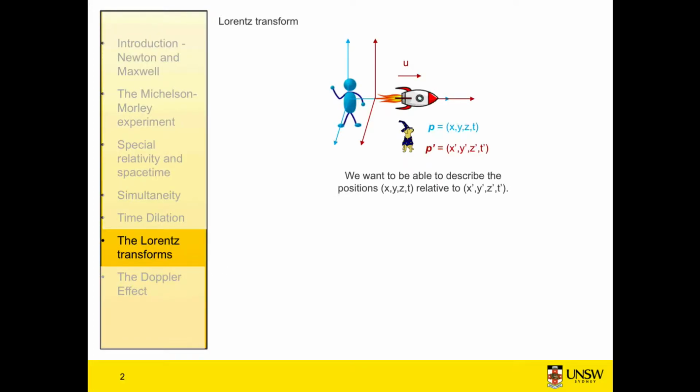So we have our familiar situation of a rocket ship moving with a velocity u in the positive x direction relative to a man. And what we want to try and do is to be able to describe the position of an object in the man's reference frame, so that's x, y, z and t in space-time coordinates, relative to that position in the rocket's reference frame. So that's x dash, y dash, z dash and t dash in space-time coordinates. So we use the dash to indicate the coordinates or the reference frame itself that's moving with the relative velocity.